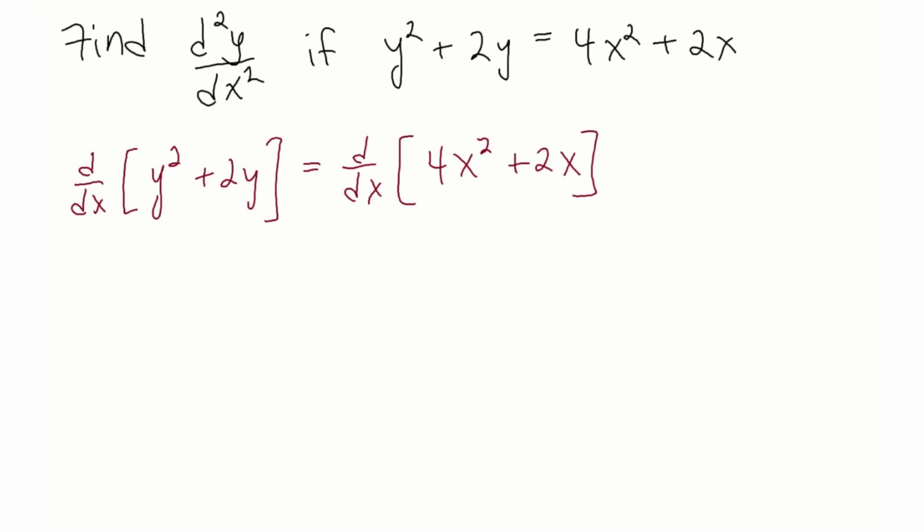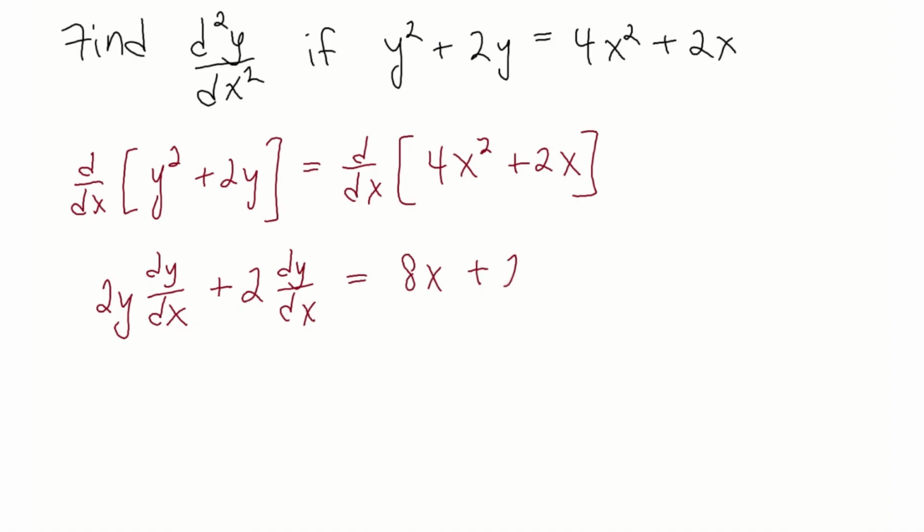Let's start by finding the first derivative. On the left side, don't forget to use the chain rule. The derivative of y squared with respect to x is 2y dy dx. The derivative of 2y is 2 dy dx. Over to the right, we have 8x plus 2. Next, solve for dy dx.